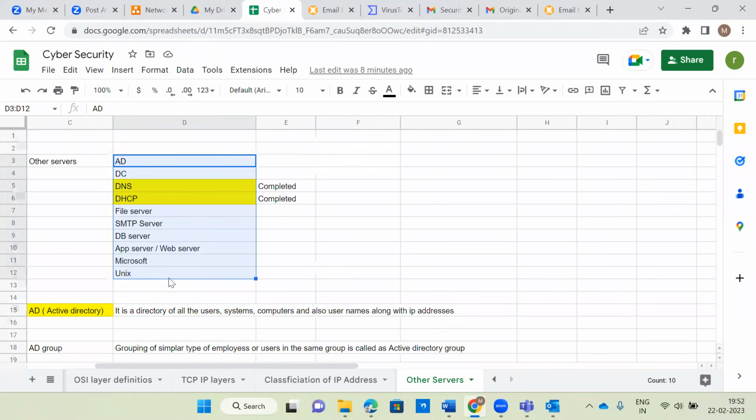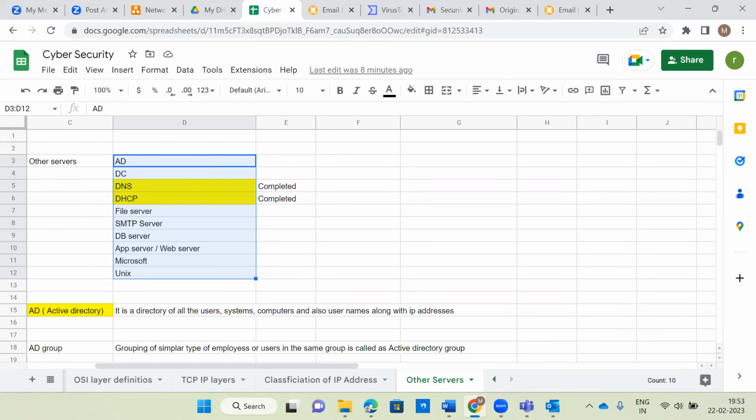Servers provide services to the end users. The systems that receive those services we can call clients. The server will provide the services to the clients, and clients will receive the services from the server. A single server will provide many services to multiple clients. So that is server and client.